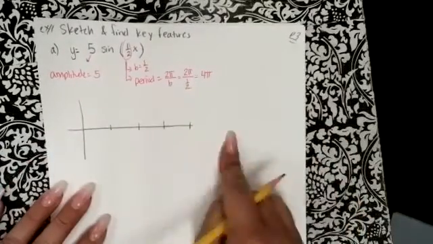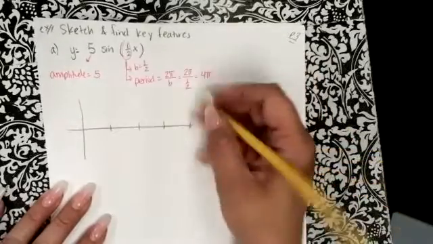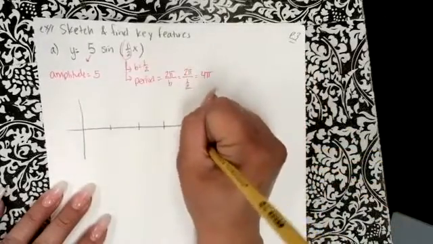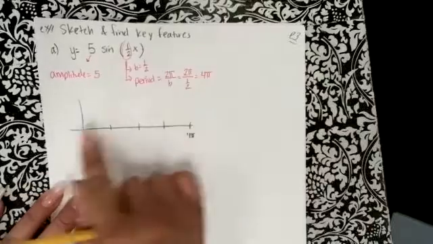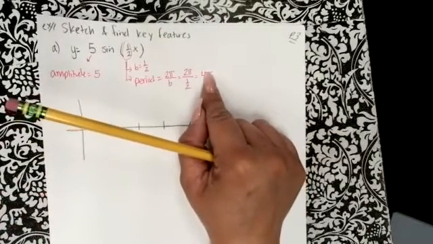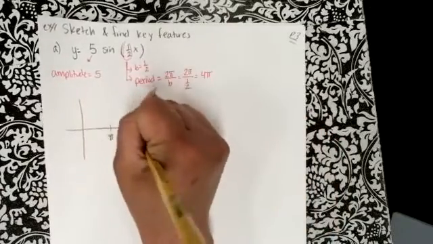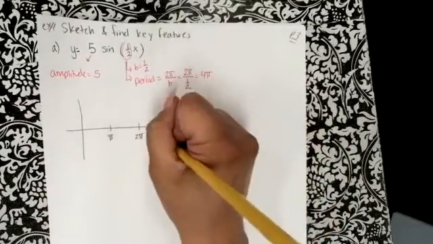Always do 4 markings. I need to end at 4 pi, so the fourth marking has to be 4 pi. Now, how do I find out what the scale is? Well, take the period and divide it by 4. 4 pi divided by 4 is going to be pi. So that means each increment is going by pi: 1 pi, 2 pi, 3 pi, 4 pi.